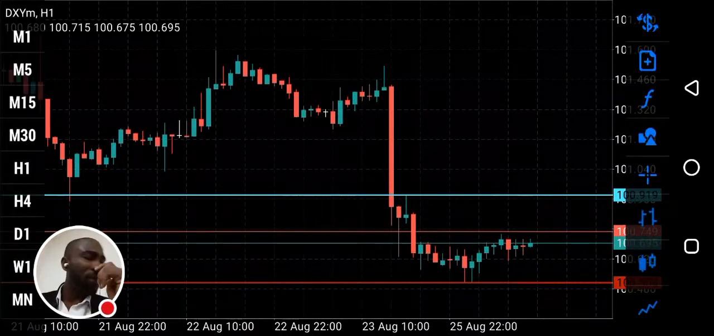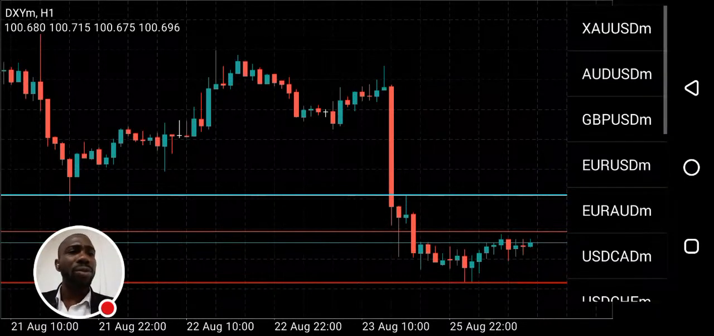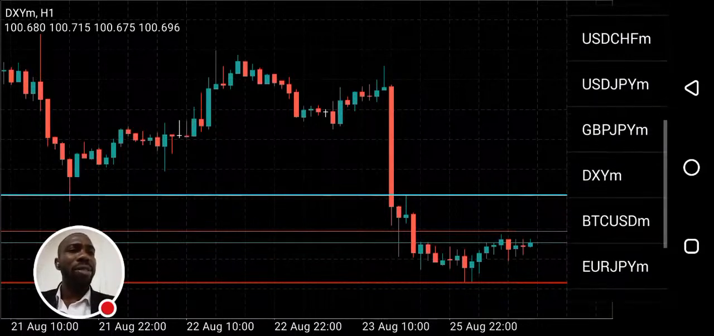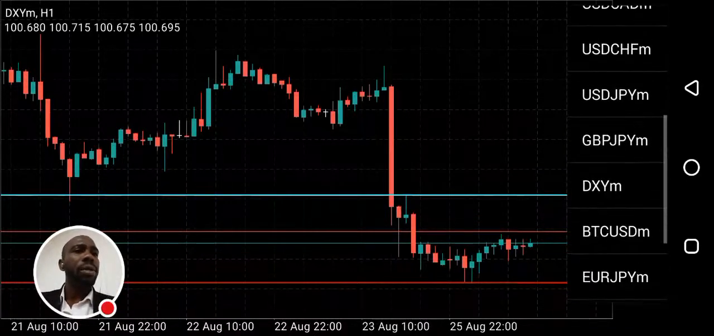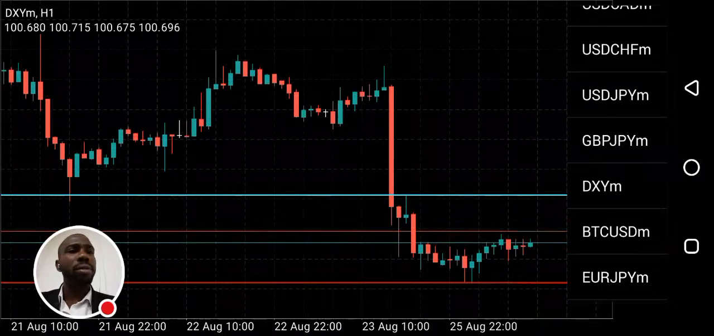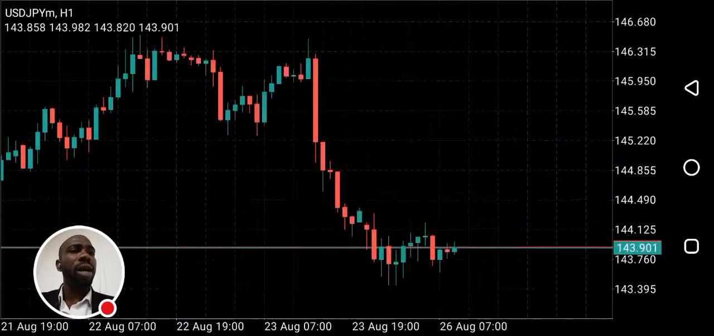Okay, let's look at one of the JPY pairs. Which of the JPY pairs do you want us to look at? Let's look at GJ, or let's start with USD JPY. We'll look at USD JPY and GBP JPY before we end this session.